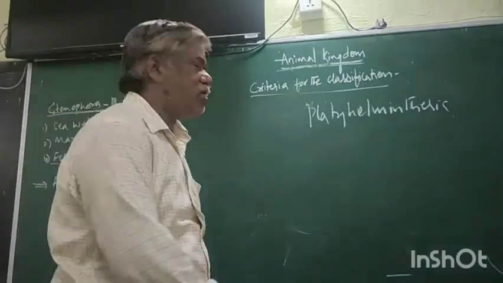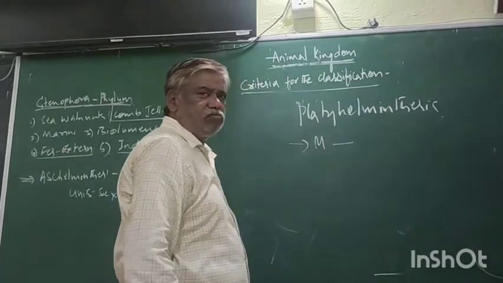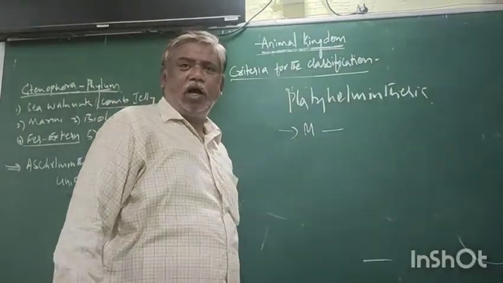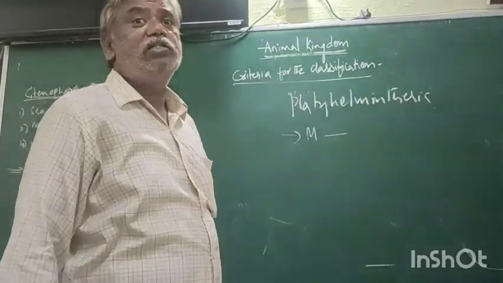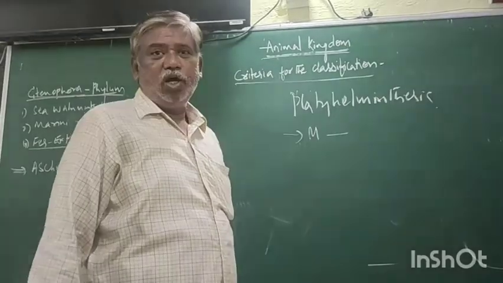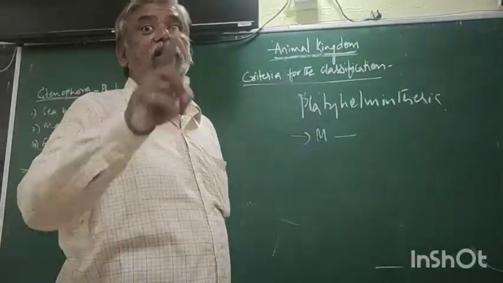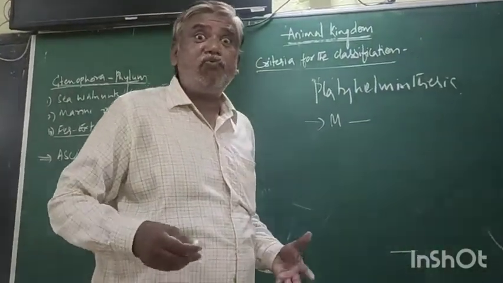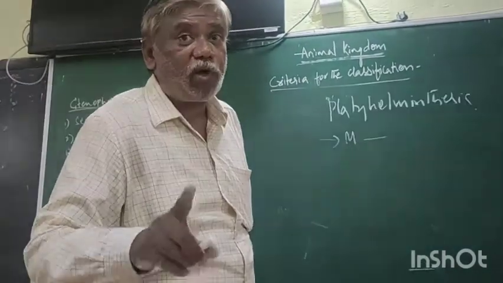Now, mostly parasites. Some are free living. Planaria is an example of free living. Tapeworm, Schistosoma haematobium, Fasciola hepatica are parasitic Platyhelminthes. This is the first triploblastic, first bilateral symmetry, acoelomate. The excretion takes place by flame cells. The alimentary canal is incomplete due to the absence of anus.